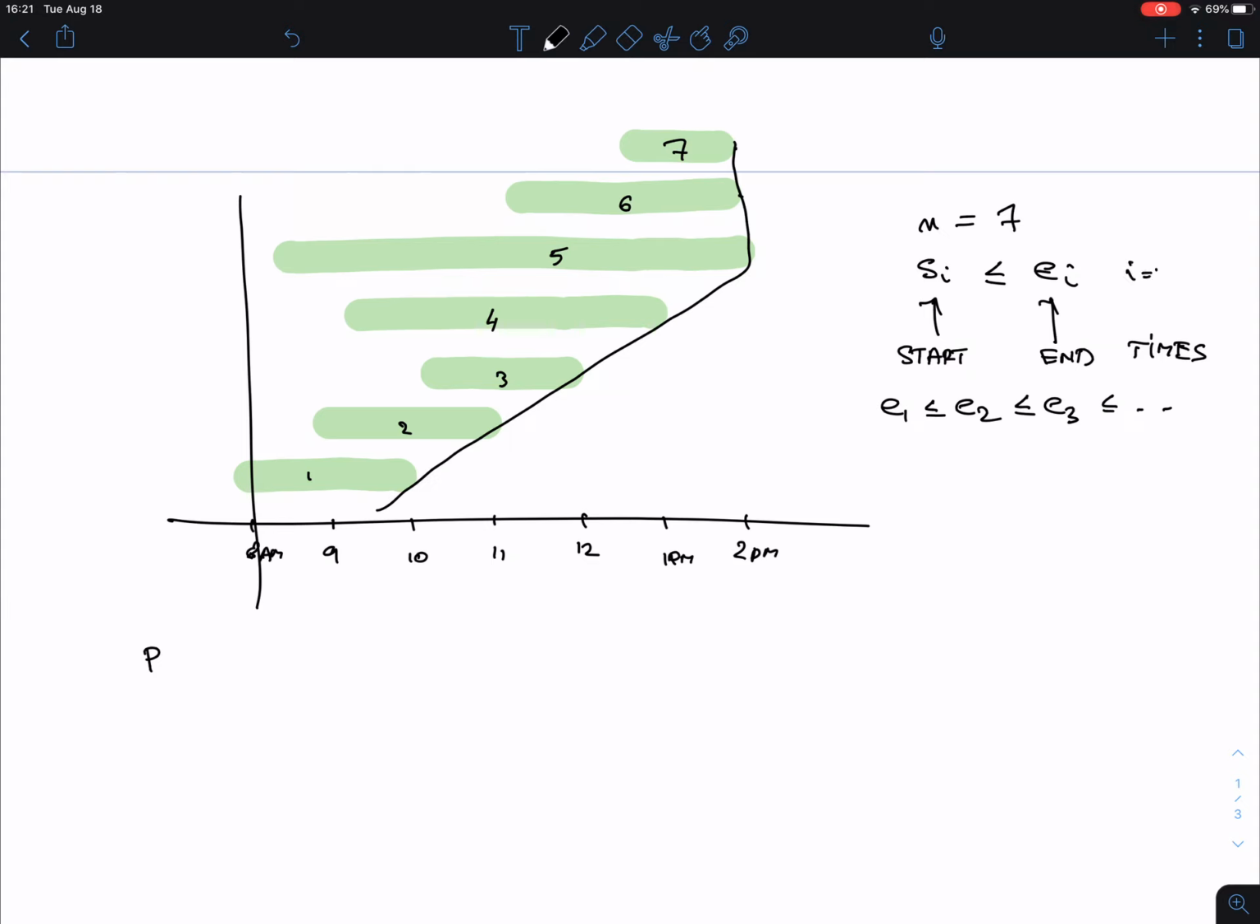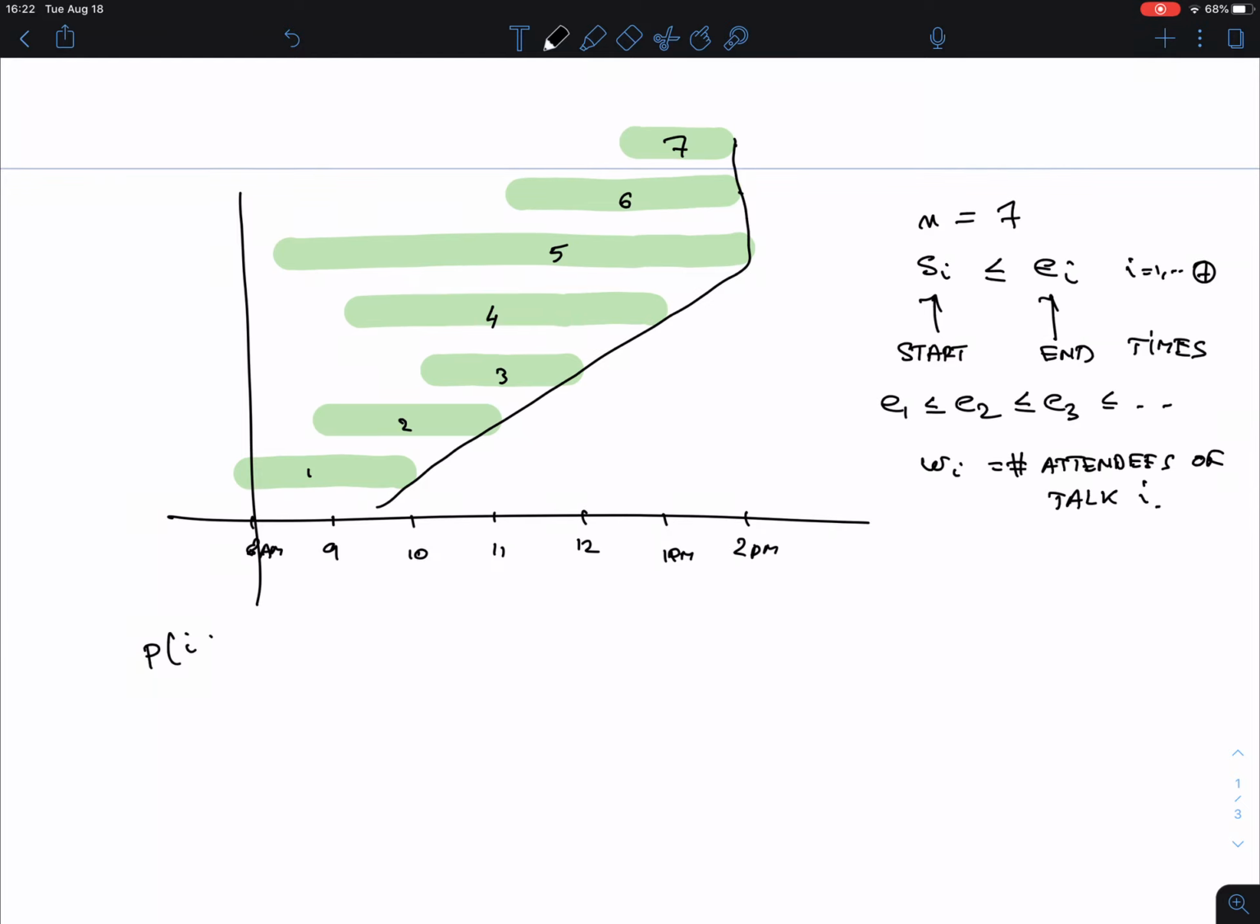So I is going from 1 to 7 here, because we have 7 talks. Of course, in general, I goes from 1 to n. And then WI is the number of attendees of talk I. So I is the way that we enumerate our talks. Okay, so we have to define something. We're going to define P of I. And what is P of I? It is going to be the last talk. I mean our talks are ordered, right?